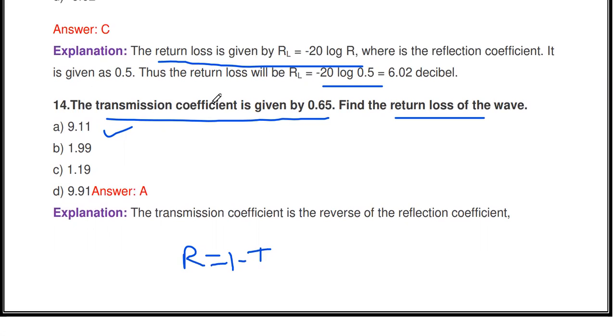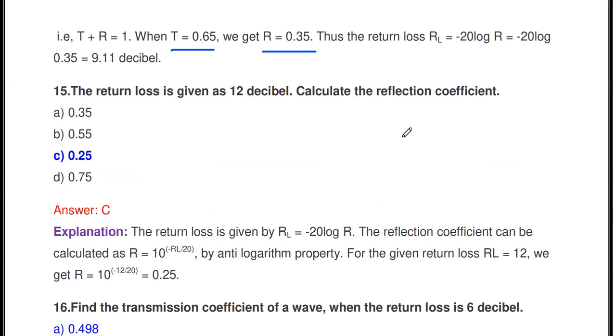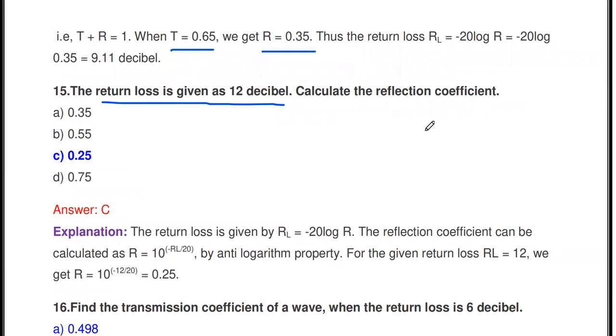If the transmission coefficient is given, from that you just calculate the reflection coefficient, then you substitute in that formula. Okay. Then the next one: the return loss is given as 12 decibel. Calculate the reflection coefficient. Return loss is given.